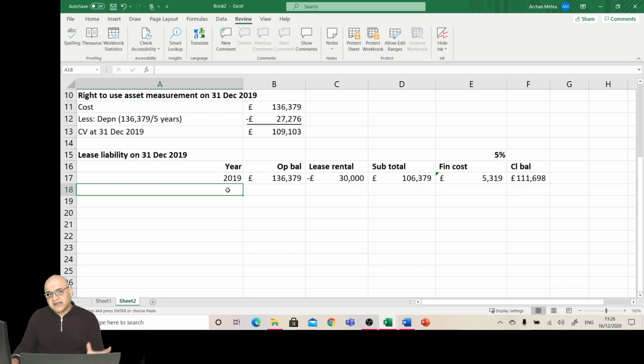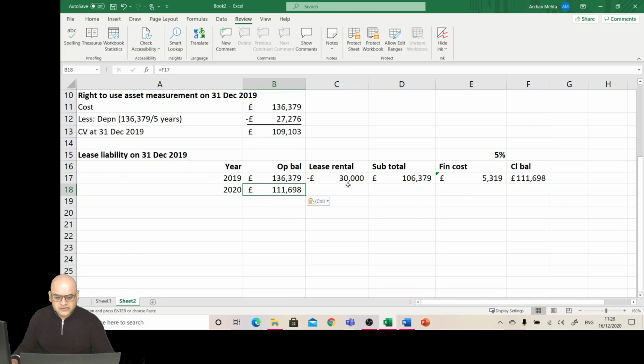Now, similar to the previous question, we should continue for one more year. Okay, so 2020, but we don't need to complete the whole of 2020. I'll show you why in a minute. Okay, the opening balance is last year's closing balance, then you pay lease rental, and that's how you get the subtotal. Right, so this is it up to the subtotal.